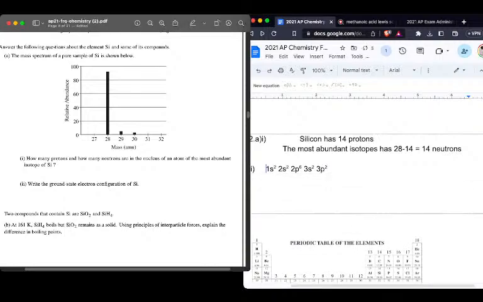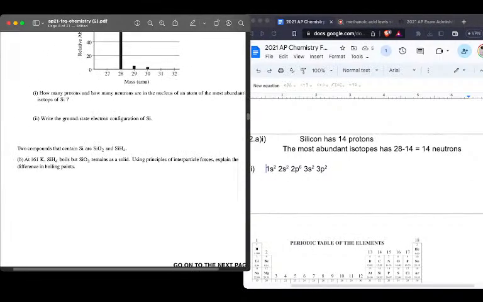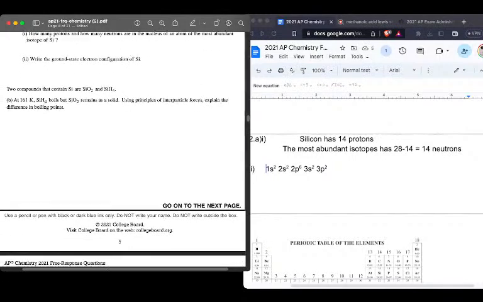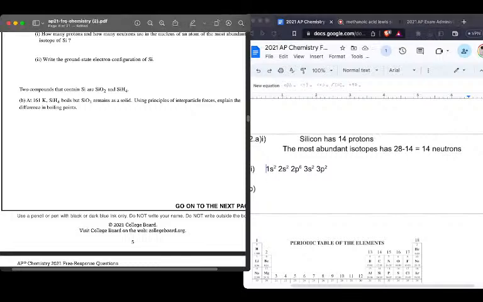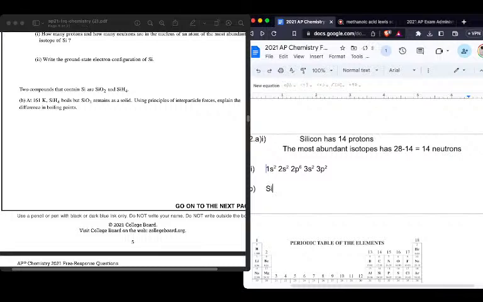All right, two compounds that contain Si are SiO2 and SiH4. Question B here says at 161 Kelvin, SiH4 boils and SiO2 remains as a solid. Explain the difference in boiling points. Oh no, did I totally just close my dock? Or did I hide it? No, I just hid it. Okay.